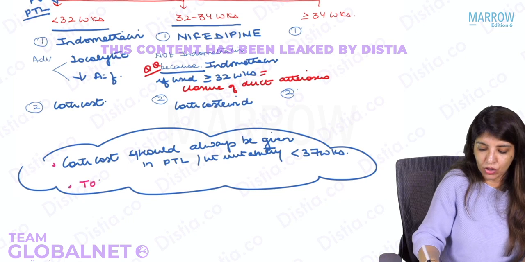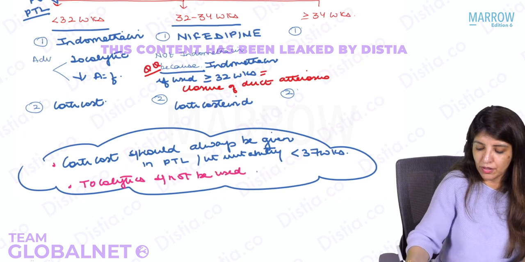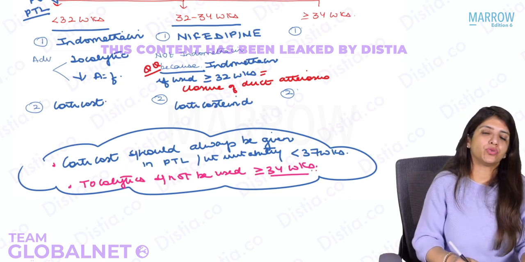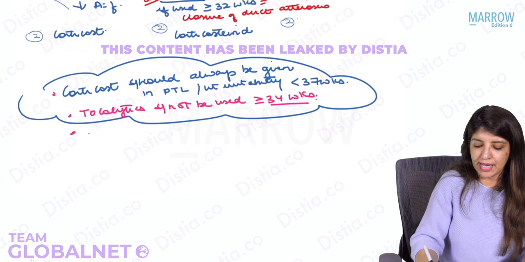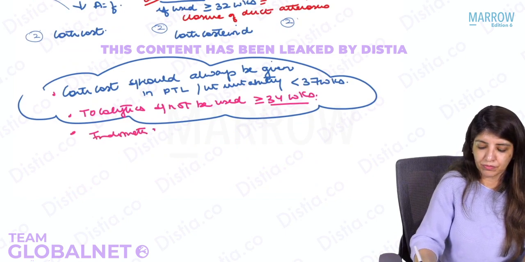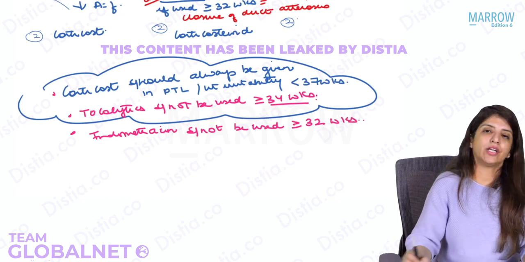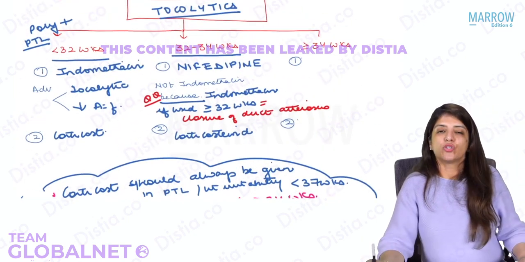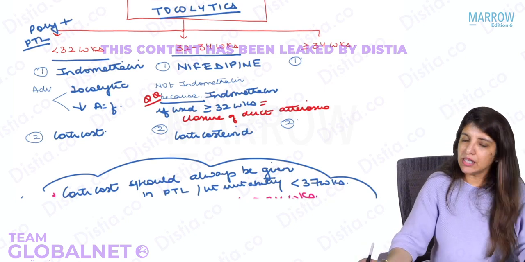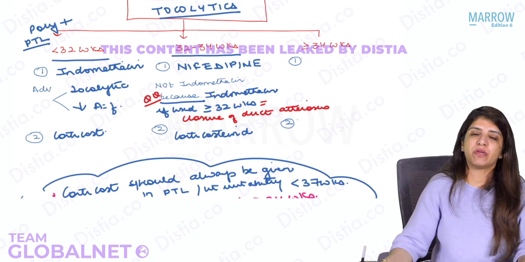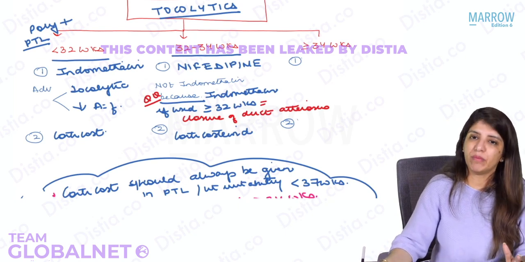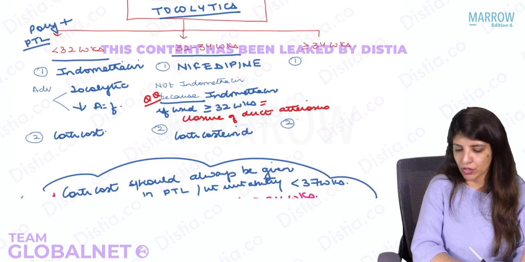Next point. Tocolytics should not be used at more than 34 weeks. So at more than or equal to 34 weeks, you are not going to use tocolytics, and indomethacin should not be used at more than or equal to 32 weeks. So between 32 to 34 weeks, I will still give tocolytics, but my choice will now be nifedipine. It will not be indomethacin, even if the patient has polyhydramnios.